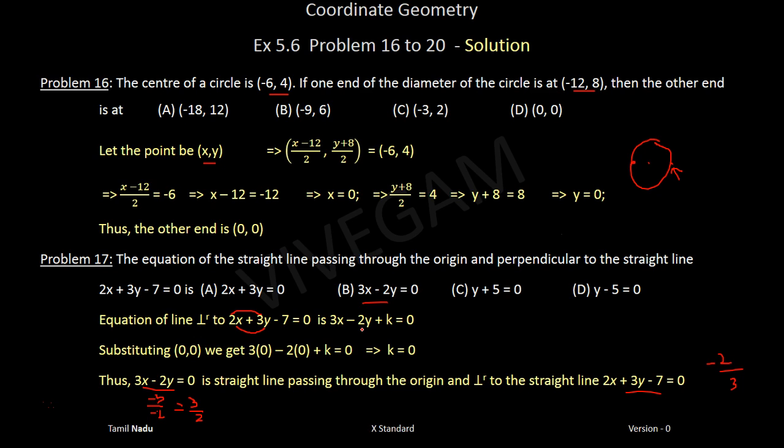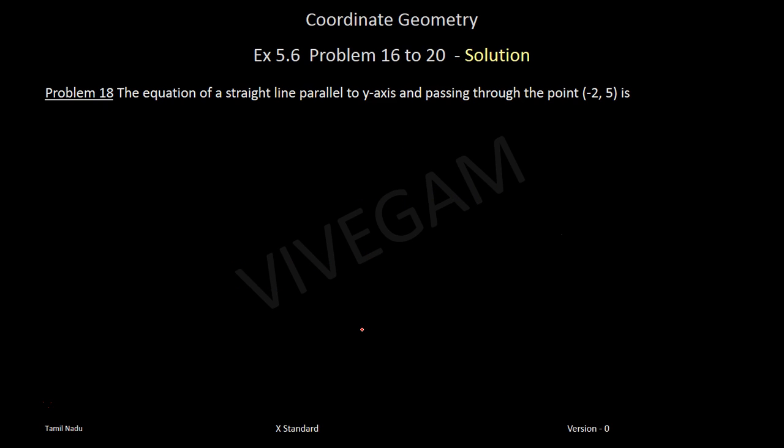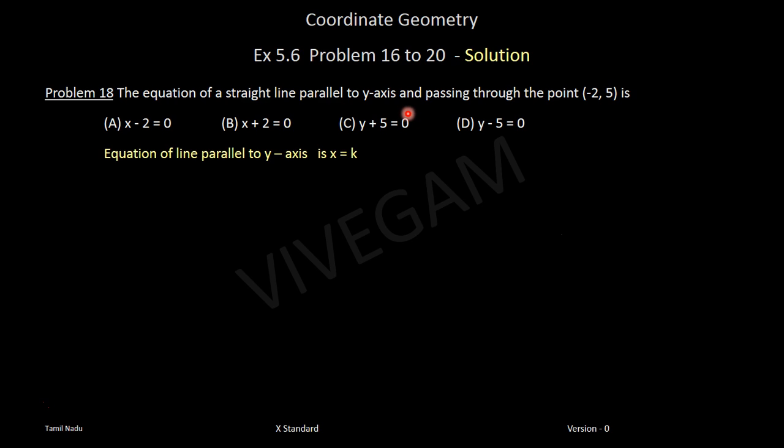Right? Okay, now let's go to 18th sum. The equation of the line parallel to y-axis and passing through the point minus 2, 5. I think we did something similar to this, parallel to x-axis. So the equation of the straight line parallel to y-axis is x equal to k. We need to find the value of k. For that only they are giving you this point.